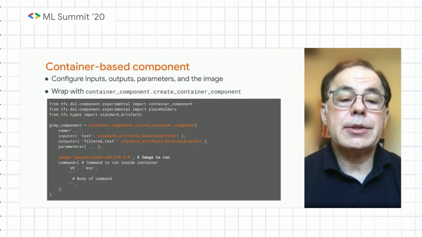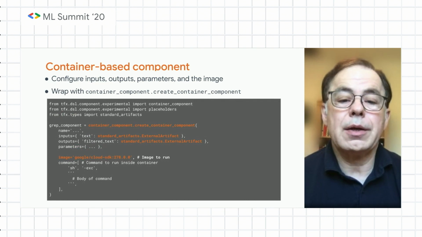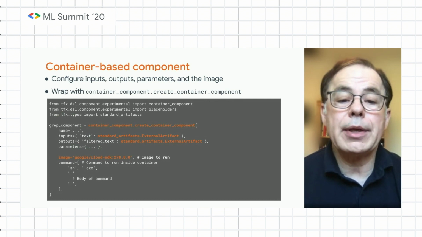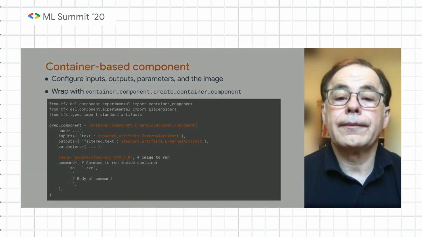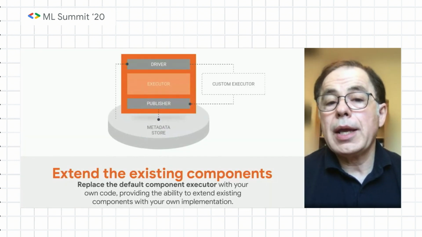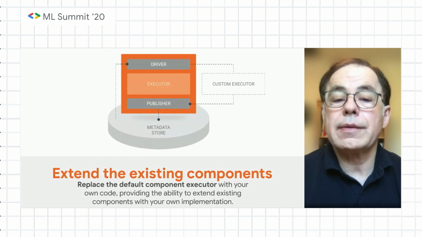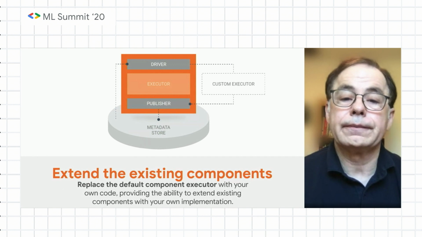A container-based component, if you're working in containers, is also very simple. You need to tell it, of course, where to find your container, but then you just add some annotations to the arguments and you wrap it in a function call, and you've got a component. Or you can just take an existing component and create a custom executor for it by extending the executor class of that component. And this is just basic Python, extending a class.